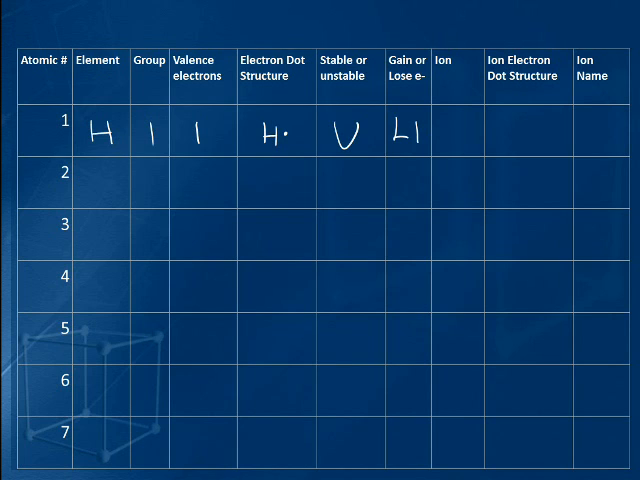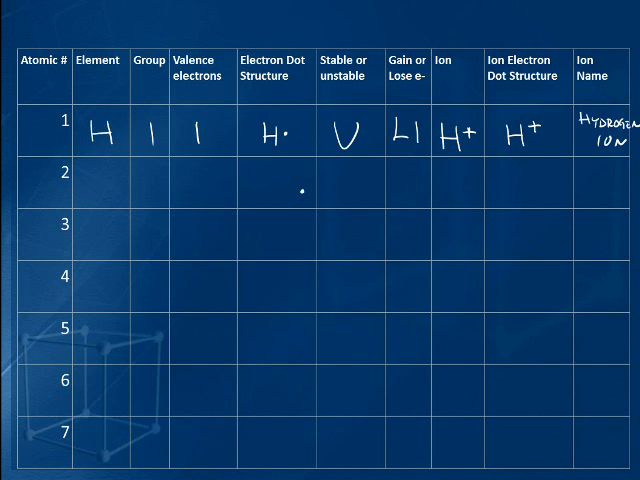And we're just dealing with ions. So when we're talking about ions now, it will lose. So what is the ion? The ion is going to be positive because it lost an electron. The dot structure for the ion, well, it doesn't have an electron, so it's just going to be the same. The ion name for the cation, the positive ones, is just going to be the same. It's just going to be hydrogen ion. So there's nothing different about the cation.